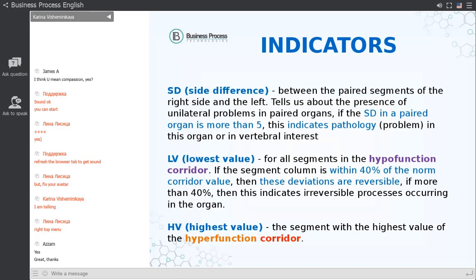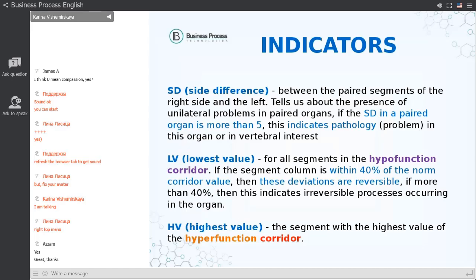If the segment column is within 40% of the norm corridor value, then these deviations are reversible. If more than 40%, then this indicates irreversible processes occurring in the organ. So right now, when we go back to the diagram, I will explain what the norm corridor value is and how to look at the lowest value. The highest value is the segment with the highest value of the hyperfunction corridor. I marked it with orange and red because these are the colors of this corridor.